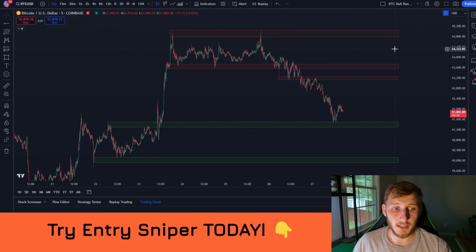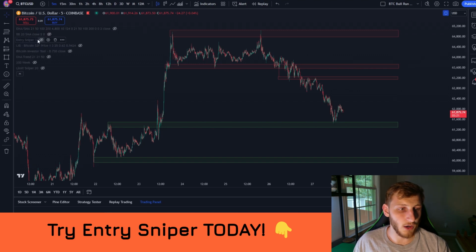Now again, I have a trained eye to be able to identify different significant levels. It might take a lot longer for somebody who is inexperienced to do this, but these are the levels that right off the rip, just taking a look at the chart, I find significance in. And let's turn on our Entry Sniper indicator and let's just see how well this lines up.